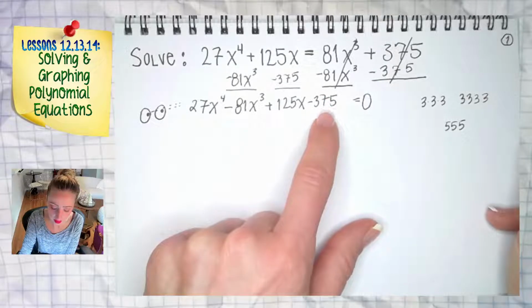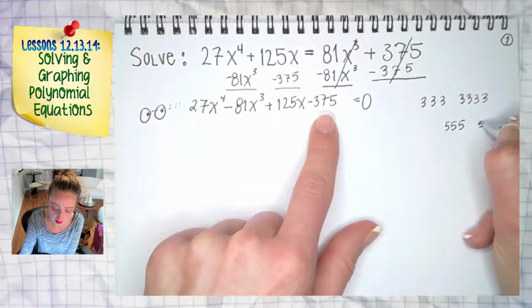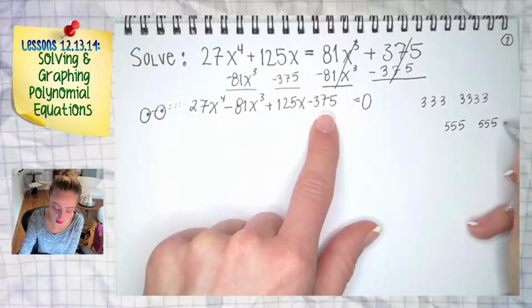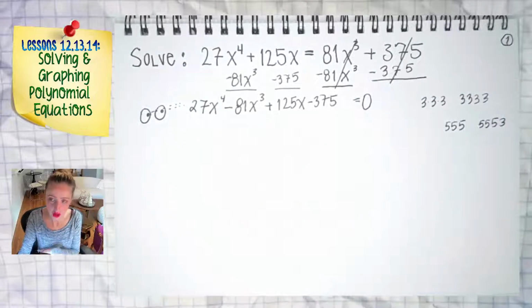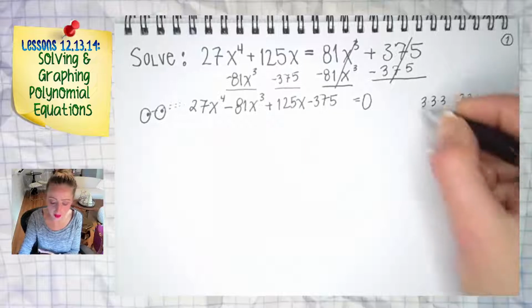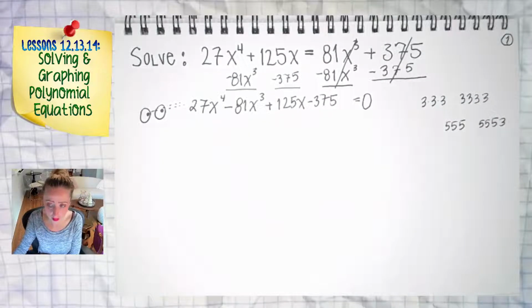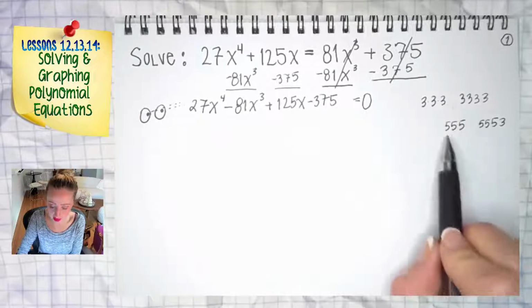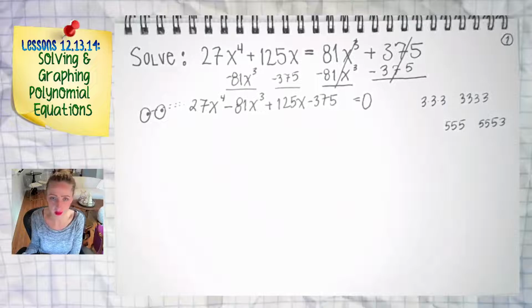375 has 5, 5, 5, that's 125, and 3. So do they have something in common, all 4 of them? I see some head shaking of no. This one has all 3s and that has all 5s. So absolutely not, right? They don't all have something in common.